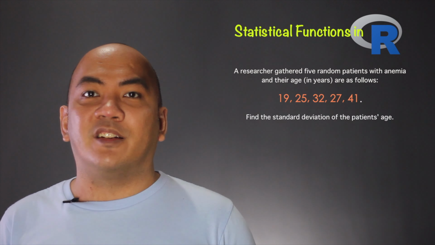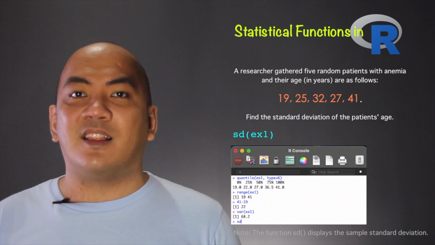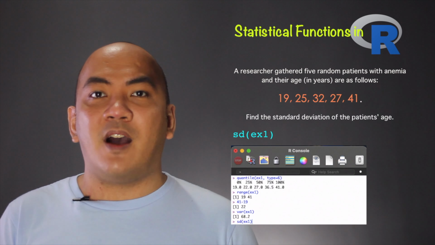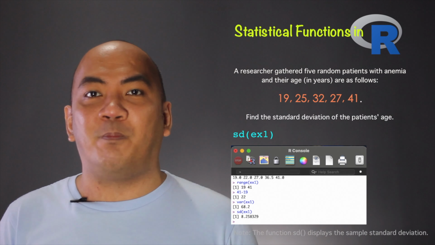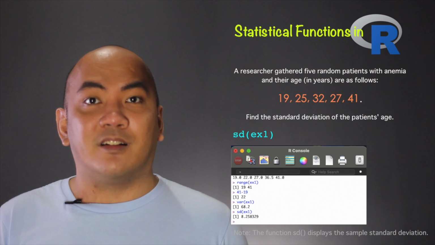And in R, standard deviation is the SD function. So if we try SD parenthesis EX1, that will give us the standard deviation of the age of patients with anemia, in which in this case is 8.26 years.